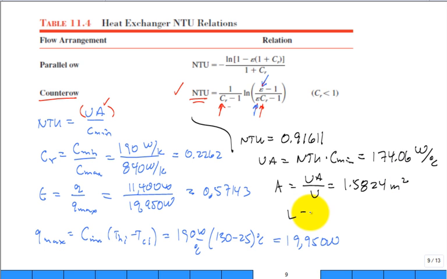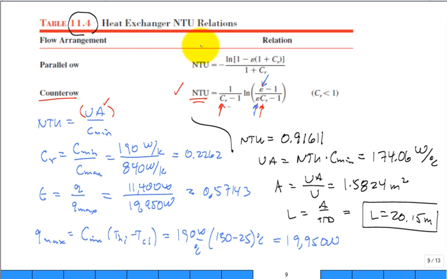You get length is area divided by pi d. And to complete it, it's the same. L is equal to 20.15 meters. So you can go either route. Once you get more familiar with effectiveness NTU, you typically prefer it. One of the advantages is they have these great tables where they have NTU as a function of effectiveness, or the other tables where you have effectiveness as a function of NTU.